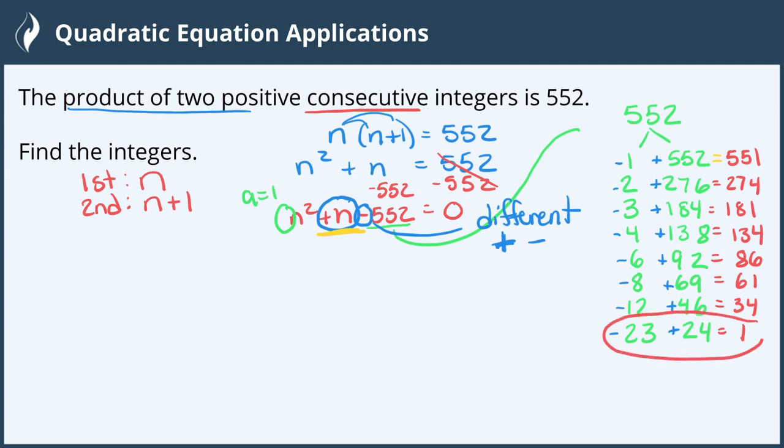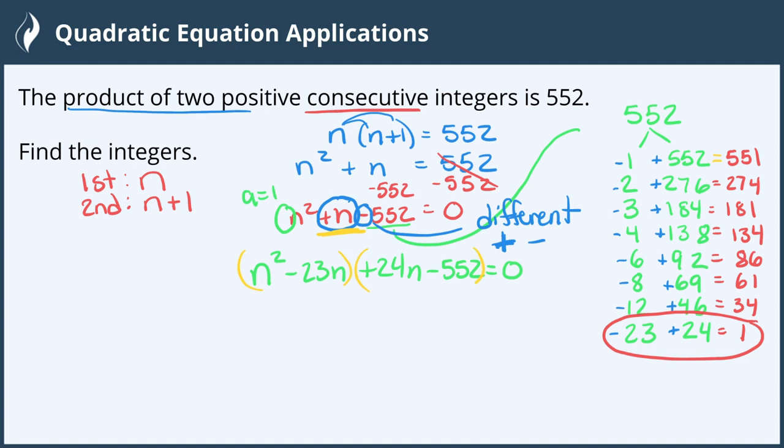And that is what we wanted because the middle term is positive n, or plus n, so the coefficient is a 1. This means that I can replace my middle term with negative 23 and positive 24. So we'll rewrite this as n squared minus 23n plus 24n minus 552 equals 0. Now we can factor by grouping the first two and the last two.